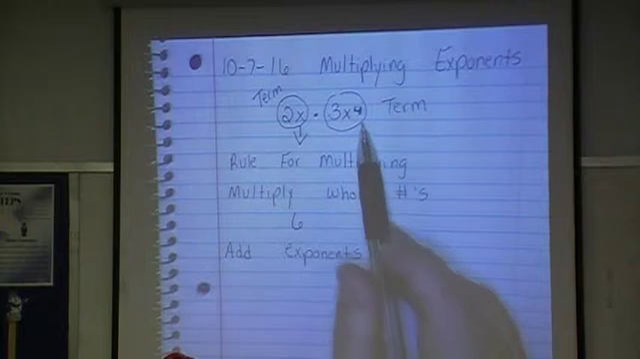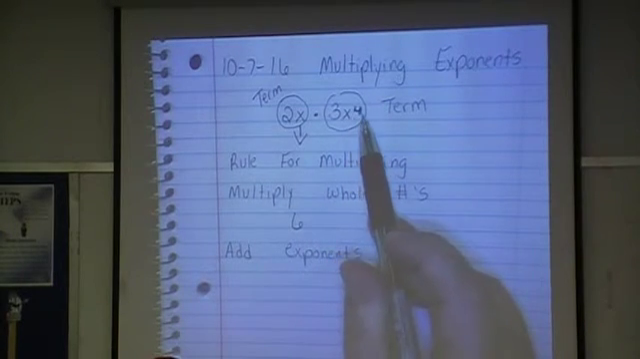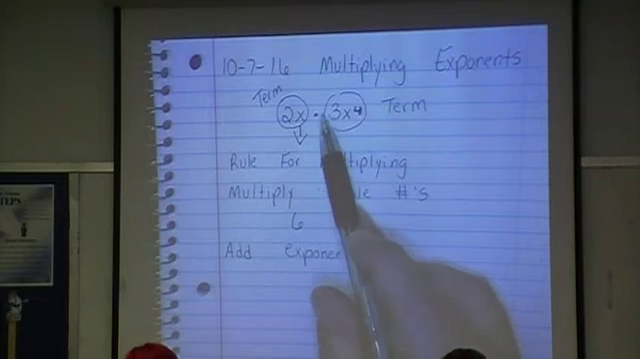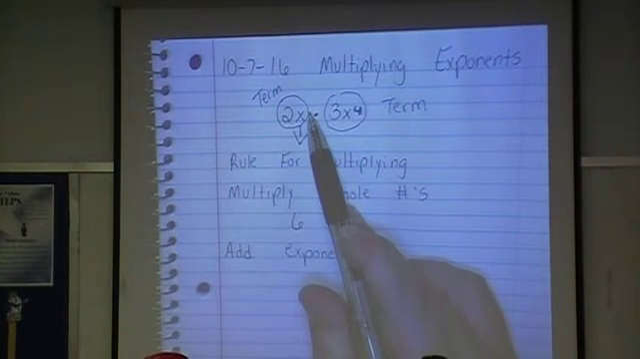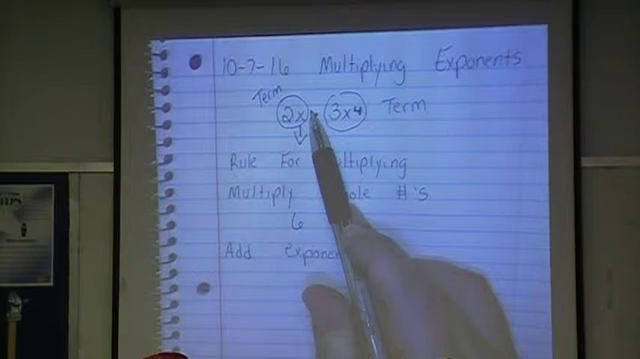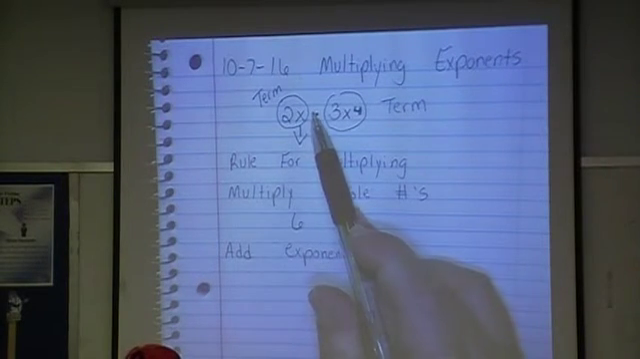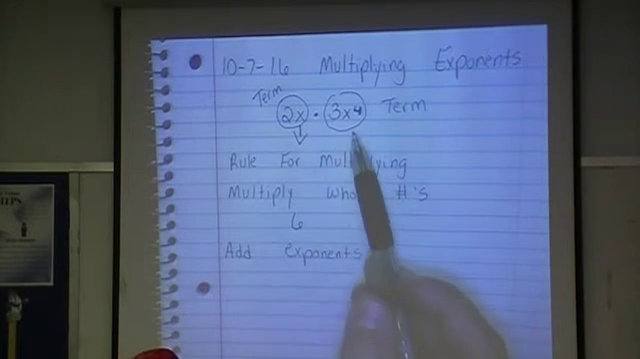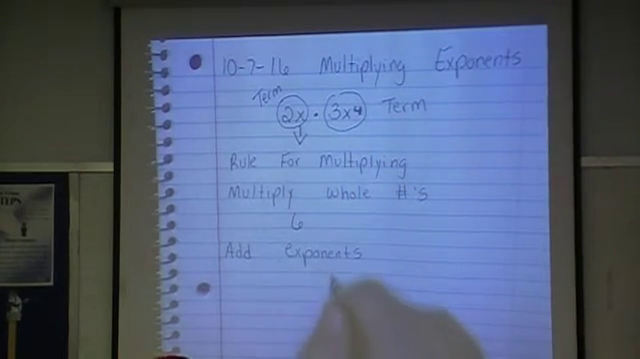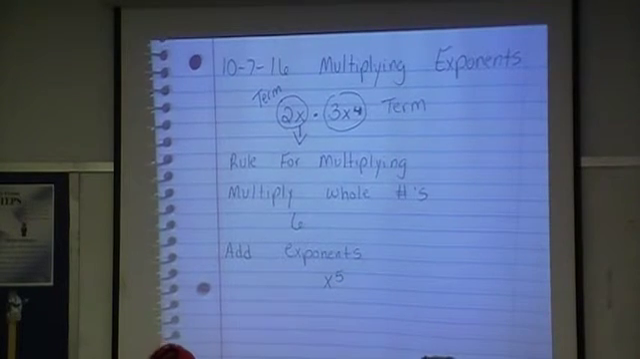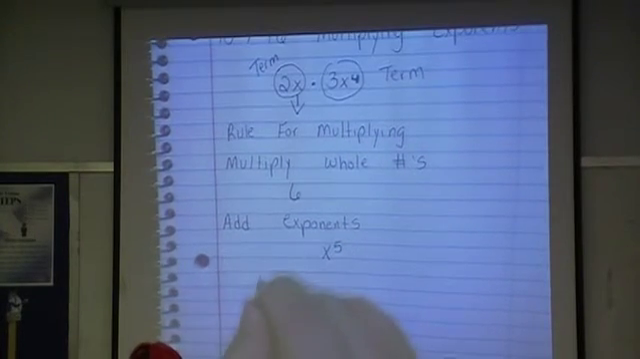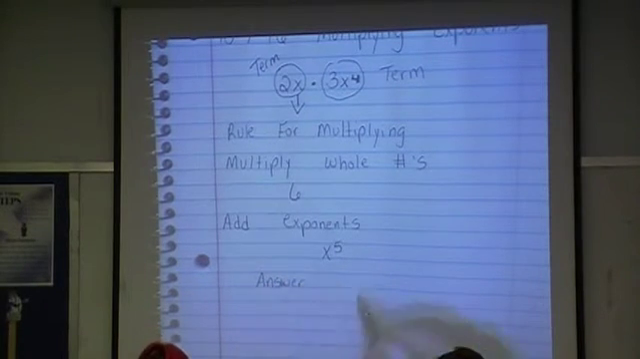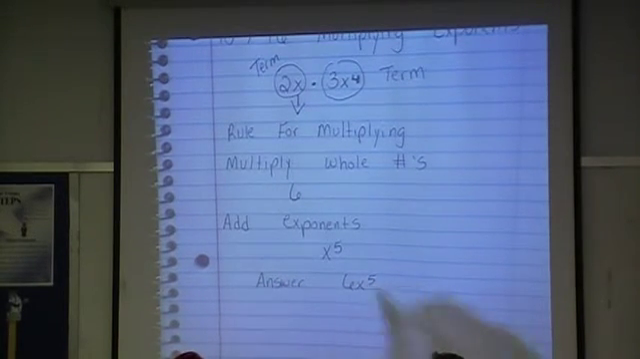Now here's one mistake kids make a lot of times. You can definitely see the 4, x to the 4th. But look here. What's here, even though it's not written? 1. If there is a variable, there is at least one exponent. So if I add my exponents, 4 plus 1 is x to the 5th. So my answer is 6x to the 5th.